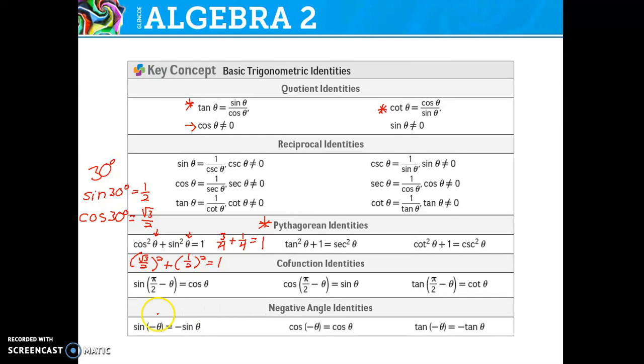Then we also have something called the negative angle identities. The sine of negative theta is equal to the negative sine of theta. So if I take the sine of negative 30, these two expressions would be equal. The sine of negative 30 degrees, I know it would be in the fourth quadrant, so it would be negative 1/2. That's the same as the sine of 30, which is 1/2 times negative 1. But the cosine of negative theta is equal to the cosine of theta. So the cosine of negative 30 degrees, that would be the fourth quadrant where cosine is positive, so that would be square root of 3 over 2. That's the same as just the cosine of 30 degrees in the first quadrant, which is square root of 3 over 2.